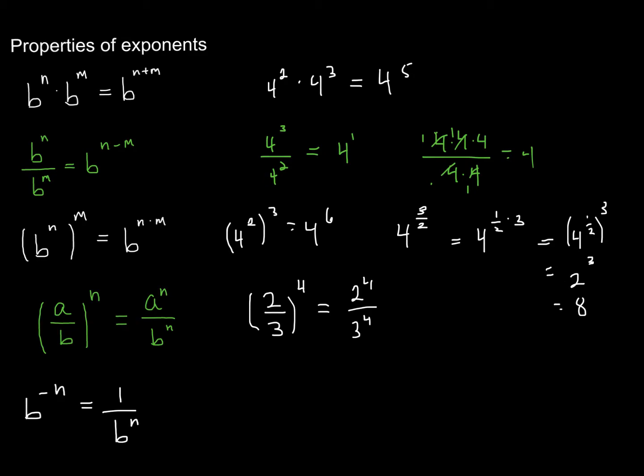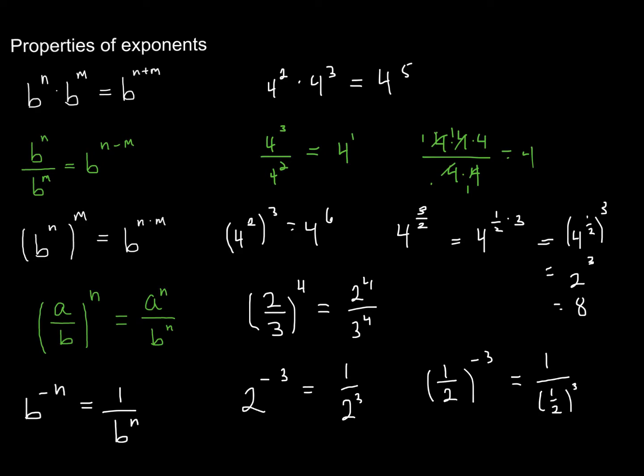But this is helpful. So for example, if I have 2 to the negative 3rd power, that is the same as 1 over 2 to the 3rd power. Okay. Similarly, if I had 1/2 all raised to the negative 3rd power, this is a little different, I would have 1 divided by 1/2 to the positive 3rd power. Okay.